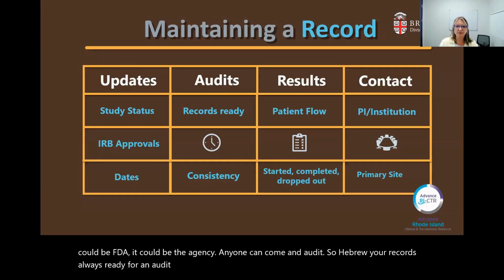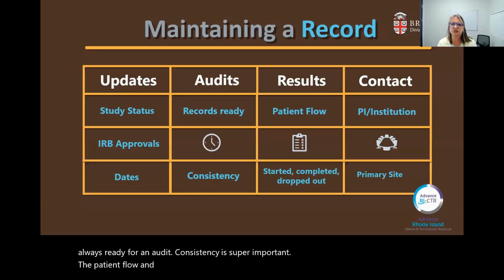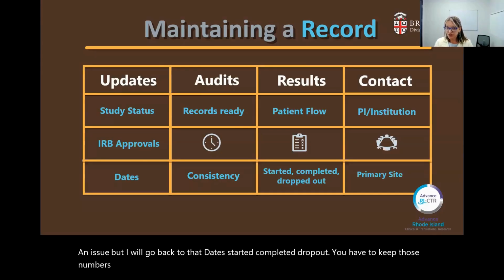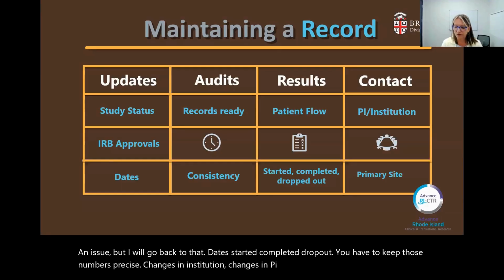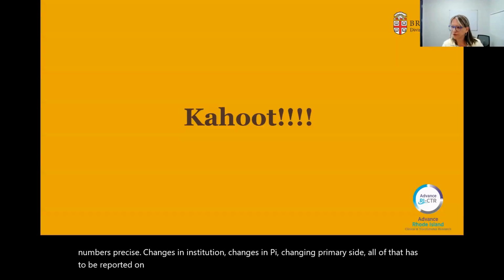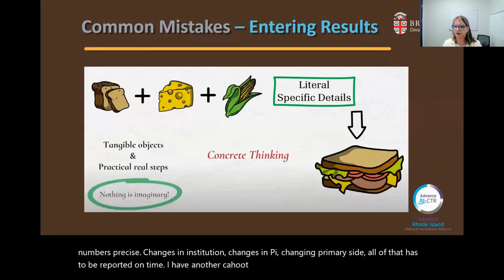Consistency is super important. The patient flow and the results, that's also an issue, but I will go back to that. Dates started, completed, dropout, you have to keep those numbers precise. Changes in institution, changes in PI, change in primary site, all of that has to be reported on time. I had another Kahoot, but I'm afraid that I don't have time.